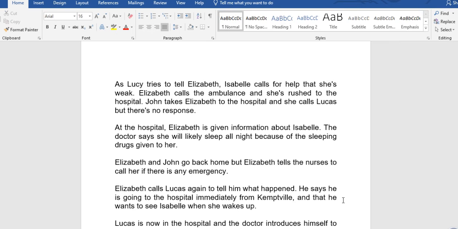As Lucy tries to tell Elizabeth, Isabel calls for help that she's weak. Elizabeth calls the ambulance and she's rushed to the hospital. John takes Elizabeth to the hospital and she calls Lucas, but there's no response.